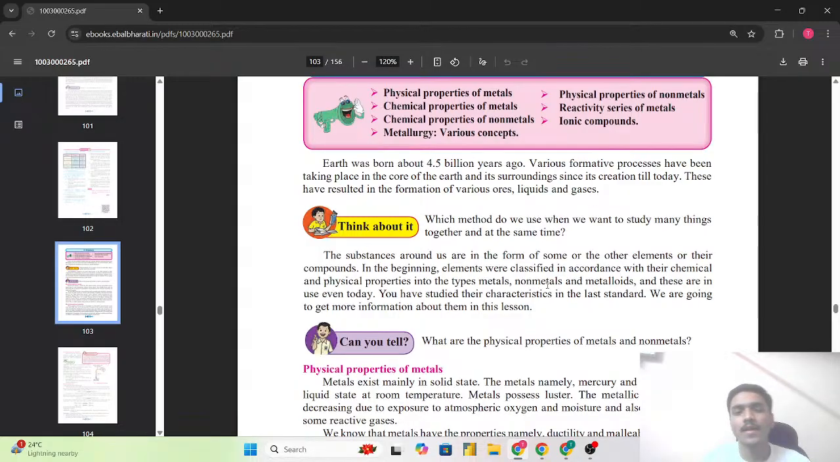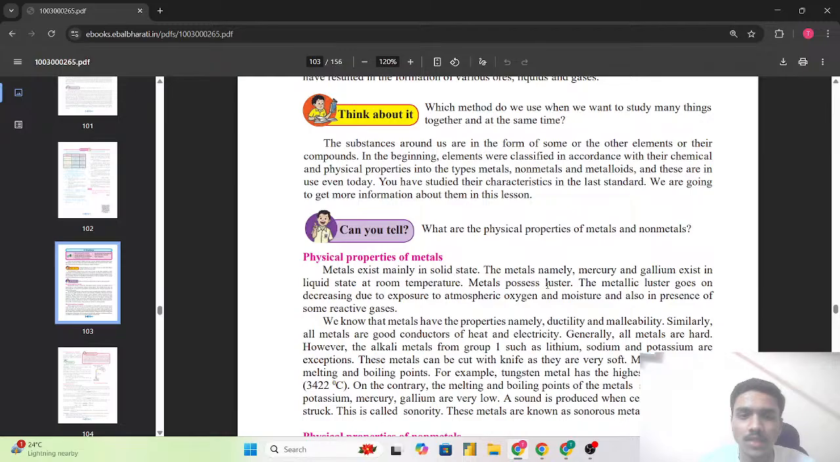And here it is said that the elements, the different compounds, metals, non-metals, metalloids and all, we have classified them in accordance with their chemical and physical properties. So, as we have studied how the classification of these metals, non-metals, and metalloids has taken place in the chapter that is Periodic Classification of the Elements in this Science 1. So we are going to get more information about them in this lesson. And we will get some more information about this in this chapter.